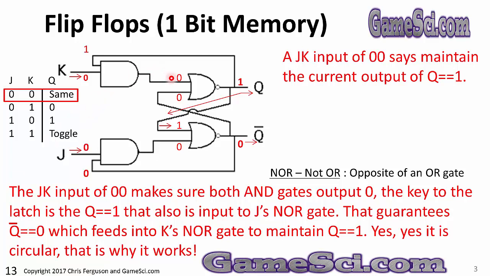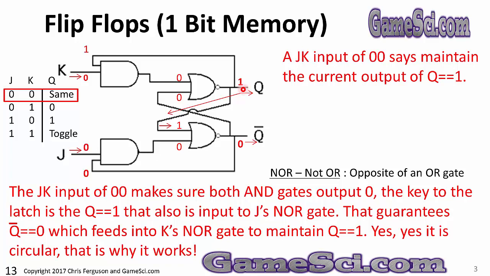This AND gate will output a 0. This AND gate will output a 0. With two zeros on the input, both of these AND gates will output a 0. The key to the latch is the Q equal 1 that is also input to J's NOR gate. That guarantees a Q naught of 0, which feeds into K's NOR gate to maintain a Q equal 1. Yes, it is circular. That's why it works.